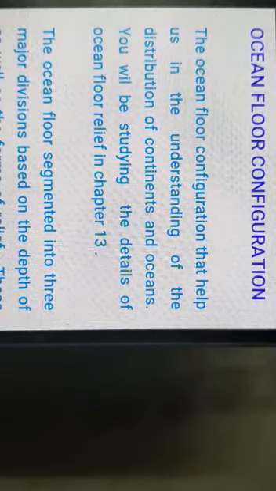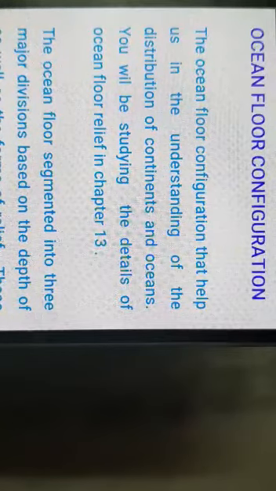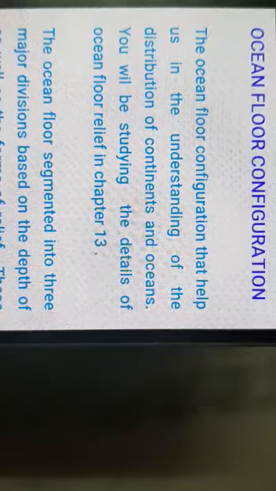Hello everyone. This is Chapter 4, Module 4 of the Fundamentals of Physical Geography book. In this module, we will discuss the ocean floor configuration. What does ocean floor configuration mean?